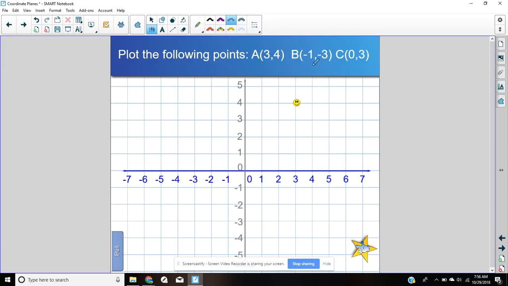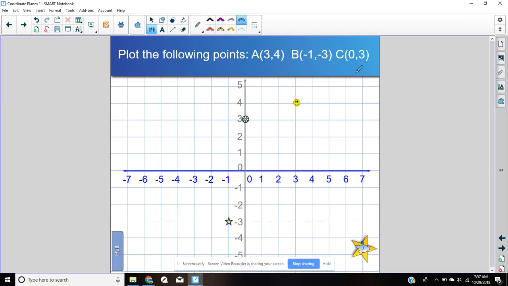Point B has a -1 as its x-coordinate. So again, starting at 0, 0, I'm going to go 1 to the left on my horizontal number line, and then down 3 on my vertical number line, and my ordered pair for point B is located right there. Finally, point C is 0, 3, which means it has no horizontal movement because there is 0 in the x-coordinate. 3 as my positive y movement is going to take me from 0, 0 up 3 on the y-axis, and my third ordered pair is located right there.